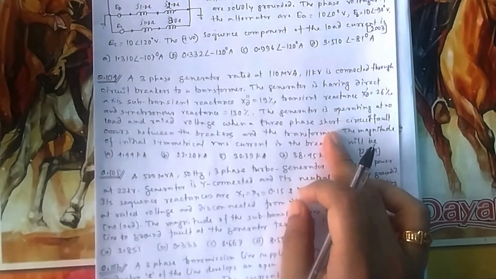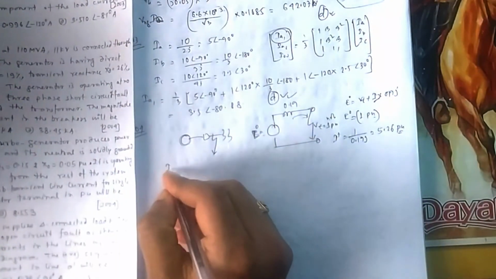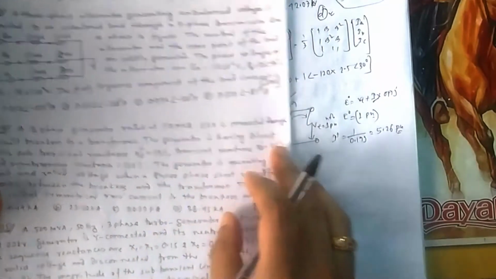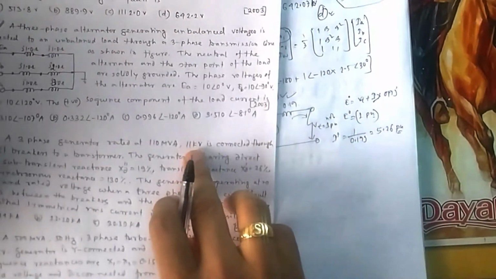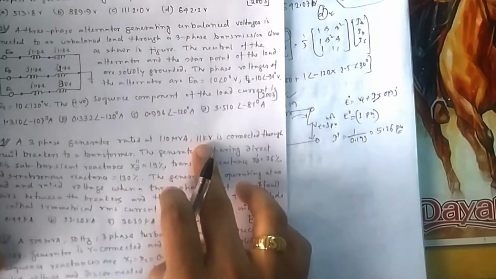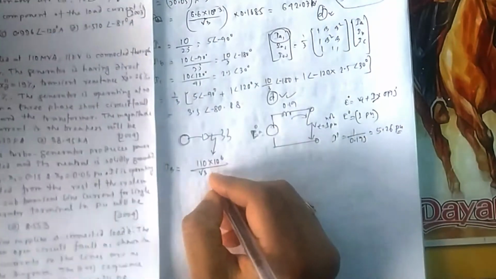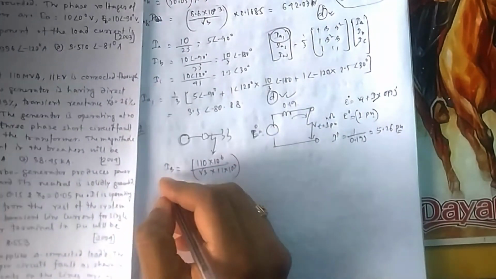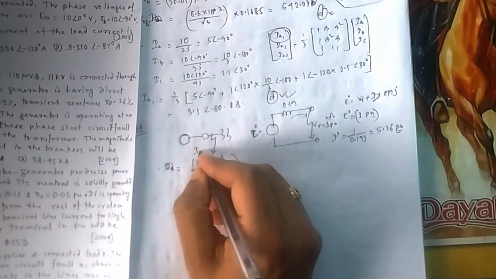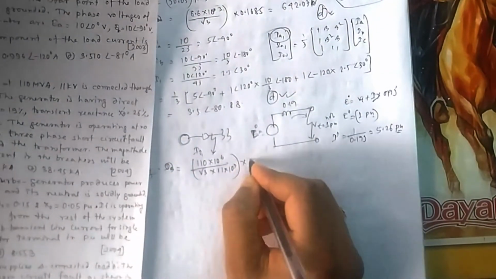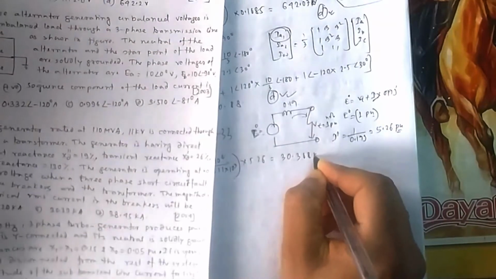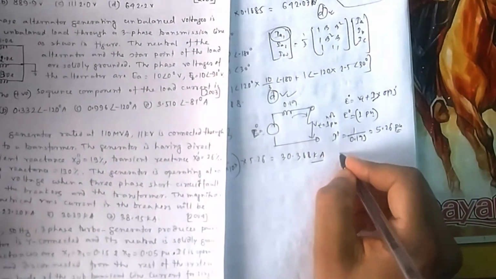Now it is three-phase short circuit current, so your I base will be simple I base, that is equal to 110 into 10 to the power 6, the machine MVA. What is I base? MVA divided by root 3 into the line voltage, because we always take line voltage, so root 3 VL IL, so root 3 into 11 into 10 to the power 3, this will give me the base current. So I fault is equal to I base multiplied by 5.26, so it will be 30.368 kilo ampere. That is your option C.